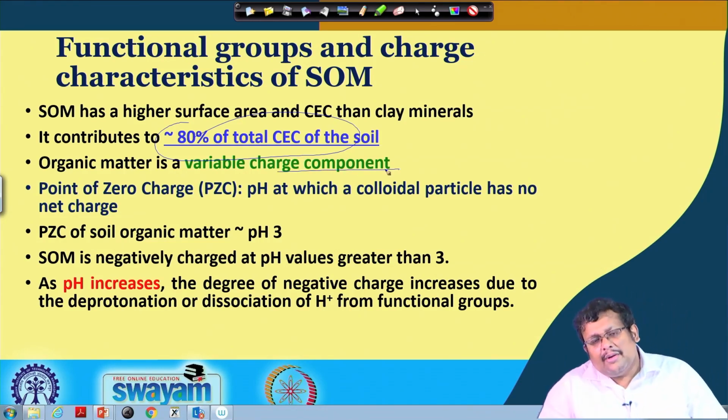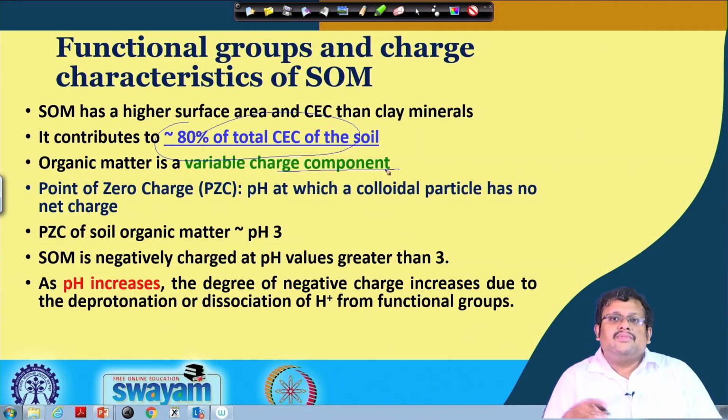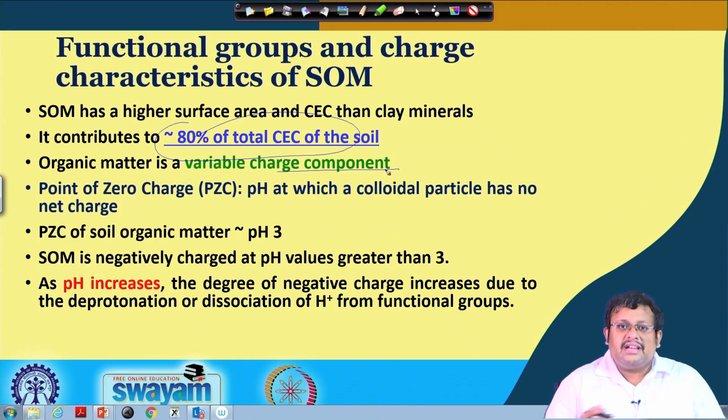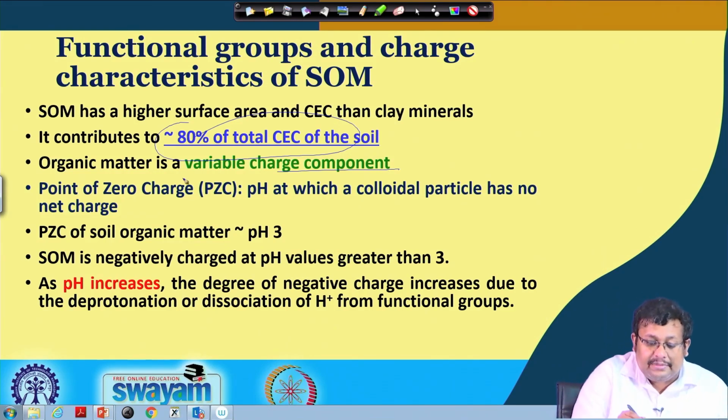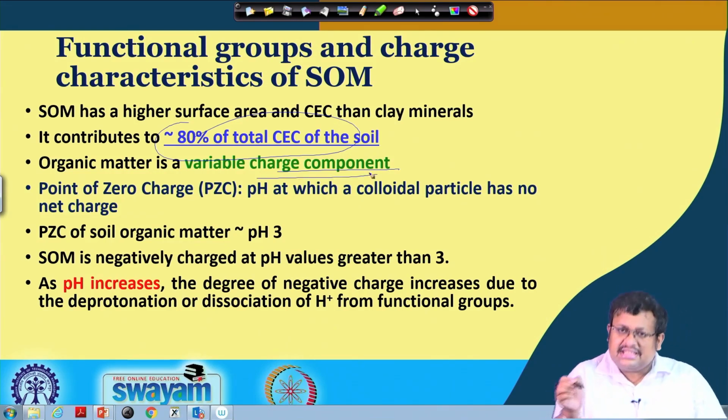Now, organic matter is a variable charge component. Obviously, unlike soil clay mineral, there is no defined crystalline structure where isomorphous substitution can occur. So, due to the absence of isomorphous substitution, all the negative charge we see on the surface of the organic matter is due to the variable charge component. So, that is why organic matter is a variable charge component. This charge depends on the surrounding pH condition.